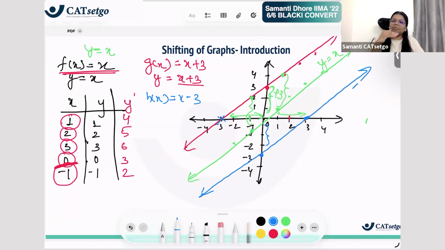Correct? So जैसे ही मैंने x+3 किया तो ग्राफ y एक्सिस पे ऊपर भी गया, यहाँ पे नीचे भी आया और लेफ्ट और राइट भी शिफ्ट हुआ, जैसे भी तुम उसको बोलना चाहो. ठीक है, this is what shifting of graphs is. Any confusion here? Correct. So this is what shifting of graphs is.